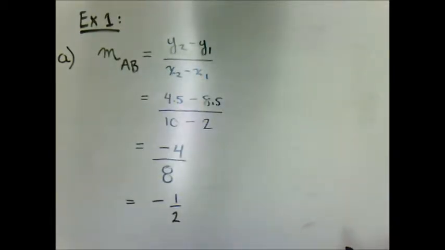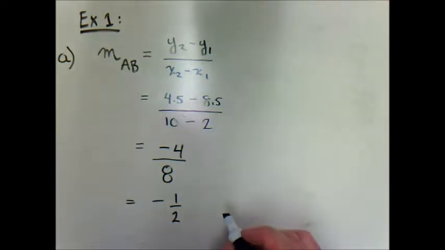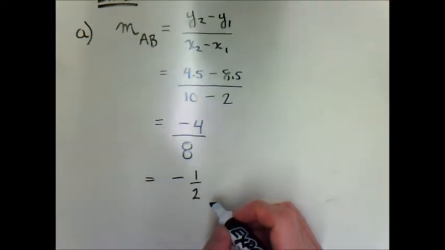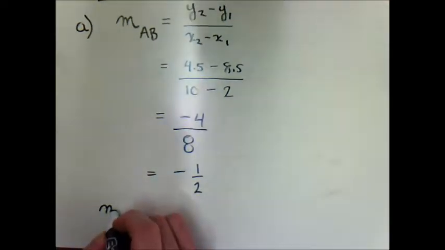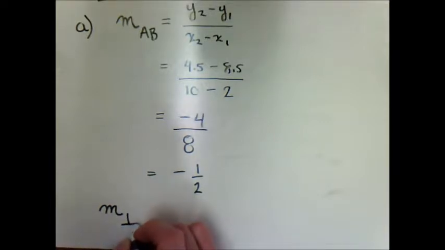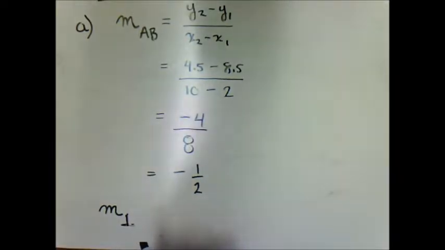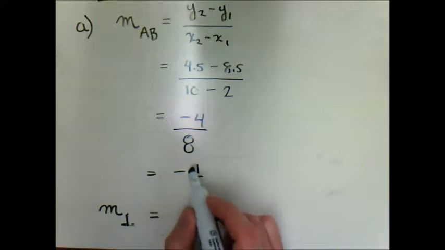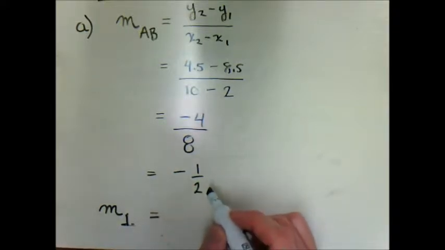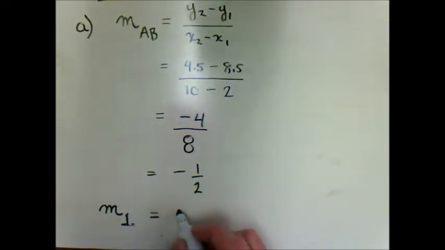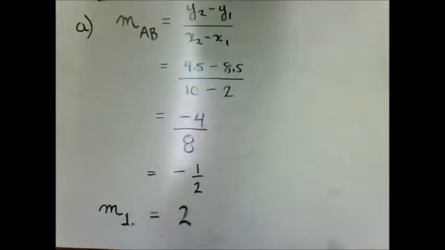Since the slope of AB is negative 1/2, the slope of any line perpendicular to AB is going to be the negative reciprocal of that. So slide down here, we're going to have the slope of the line that is perpendicular, and that's going to equal the opposite reciprocal. So instead of a negative, I'm going to have a positive, and a reciprocal, we're going to flip this fraction. So the slope of that new line is 2.